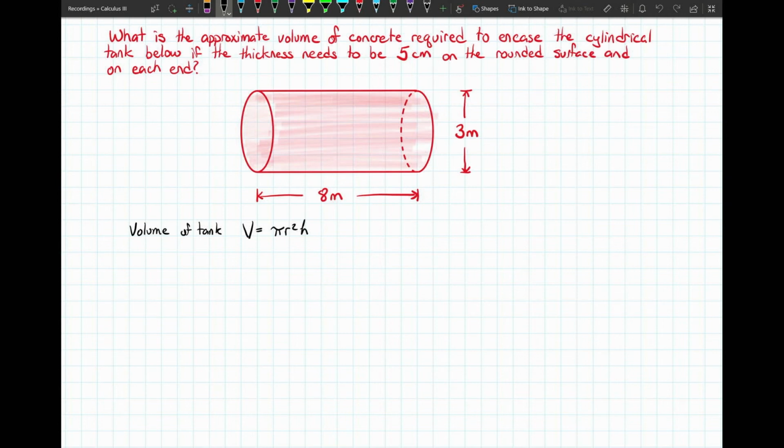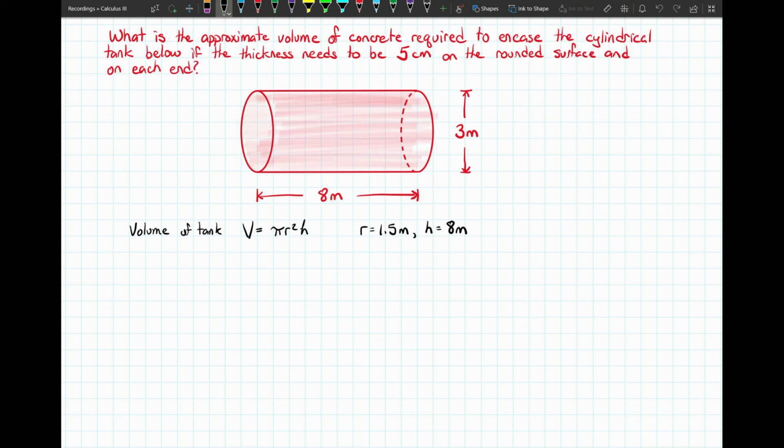Now the volume of the tank we can calculate simply by plugging in r equals 1.5 meters, making sure that we divide the 3 by 2 to get radius, and a height or length of 8 meters. So we could just calculate the volume of what's inside the tank, but that's not going to help us to get the volume of the concrete that we're pouring around the outside. Instead, maybe think about this.